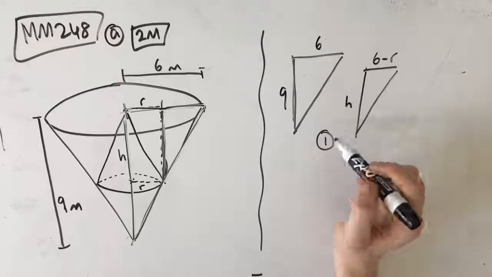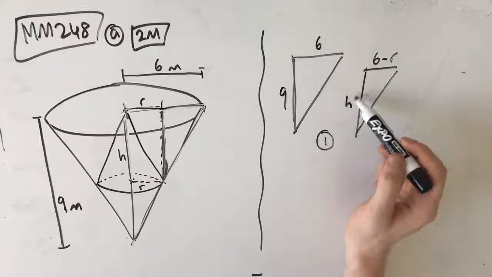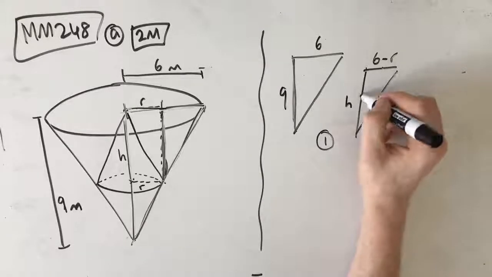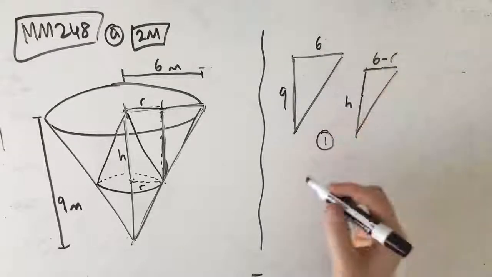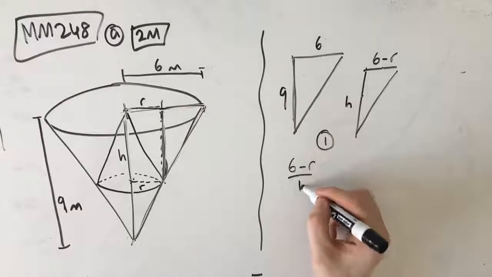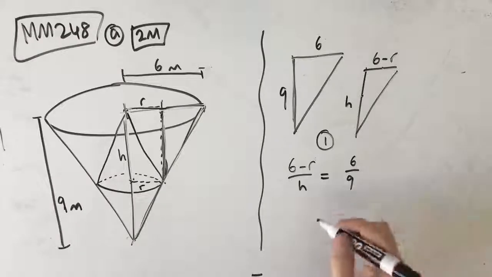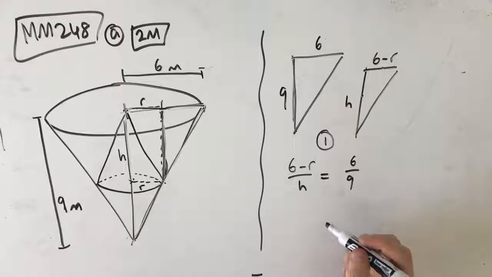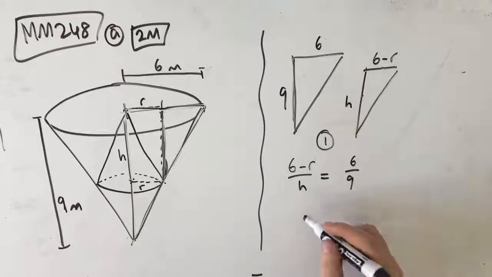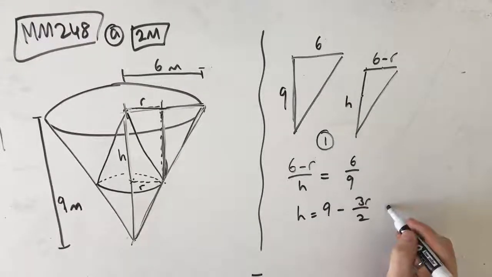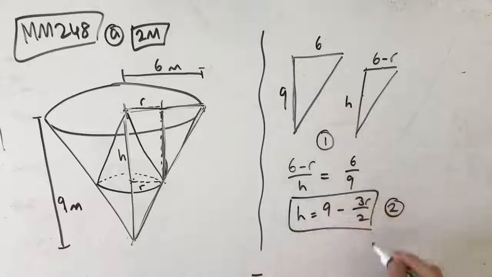Because these are similar, we know that they have the same ratio of side lengths, okay? Which means that one side length divided by the other is the same as this divided by this. So (6 take r) over h is equal to 6 over 9. When we rearrange this, going through the whole rearrangement process, we end up with h equals (9 take away 3r) over 2. That's our second mark for this question, and our final answer for part A.